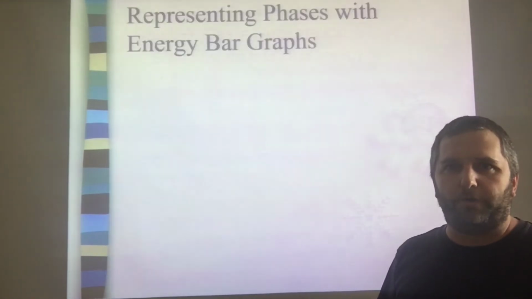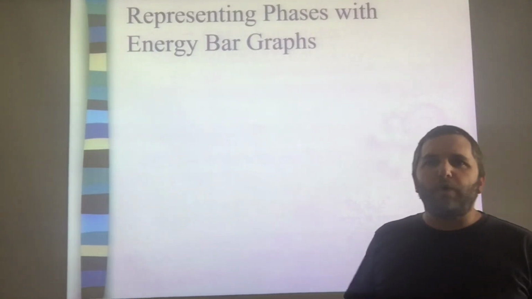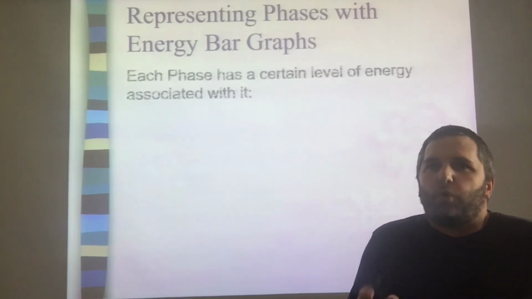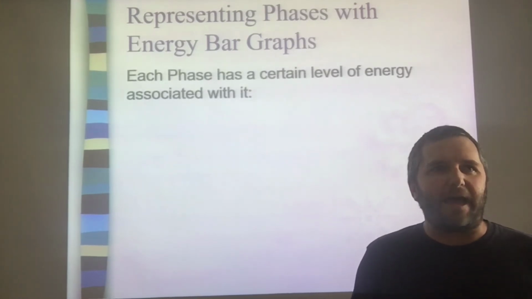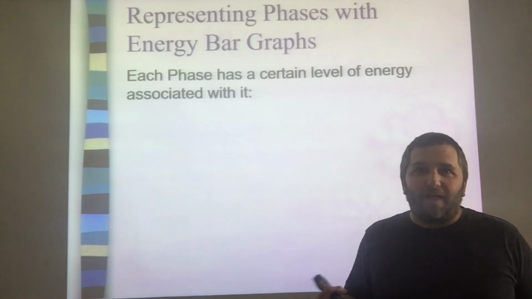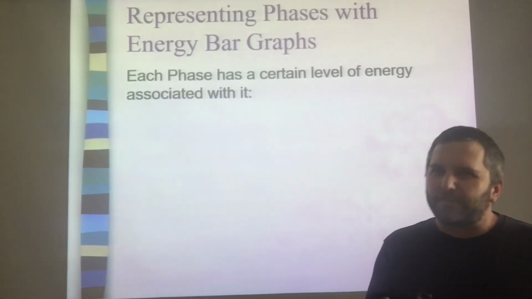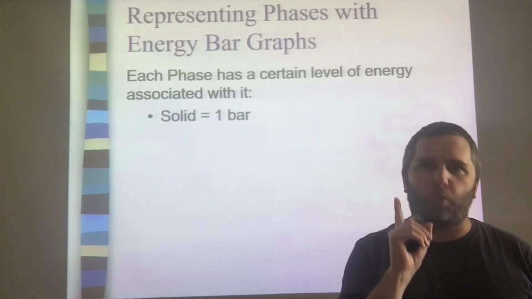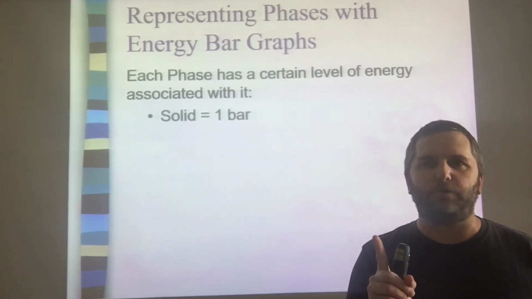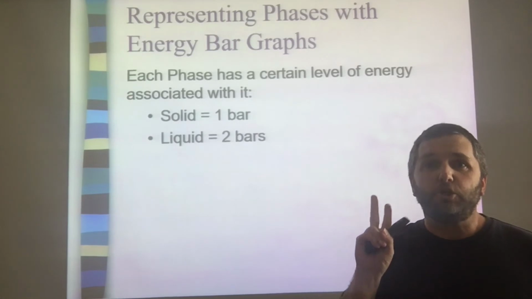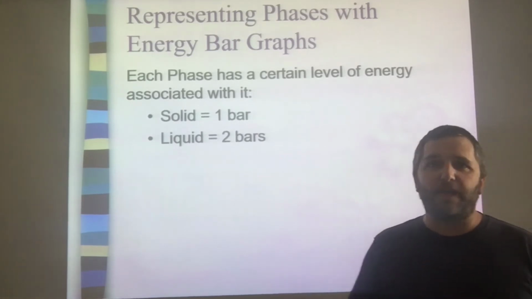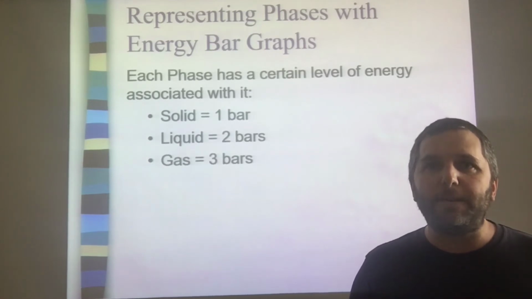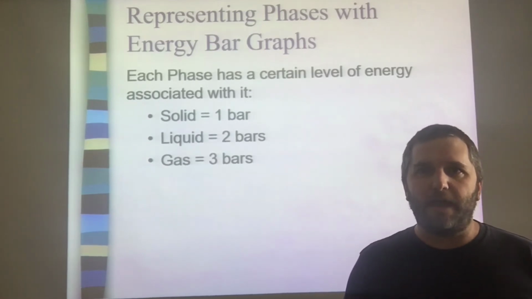Moving on to what's important here. When we represent phases on energy bar graphs, we have to assign a certain level for each phase. This is rough, but we're going to do this. We're just going to say, hey, a solid is 1 bar of phase energy. A liquid has 2 bars of phase energy. And finally, a gas has 3 bars of phase energy.